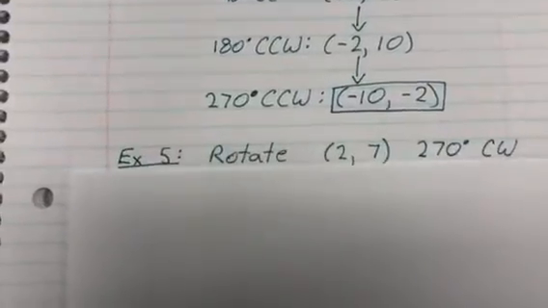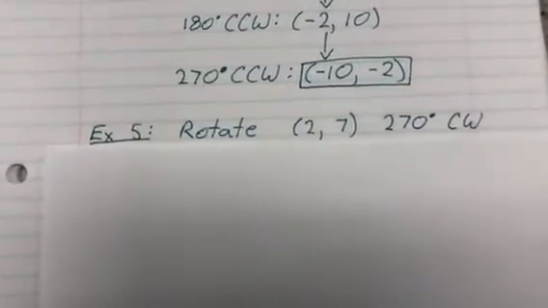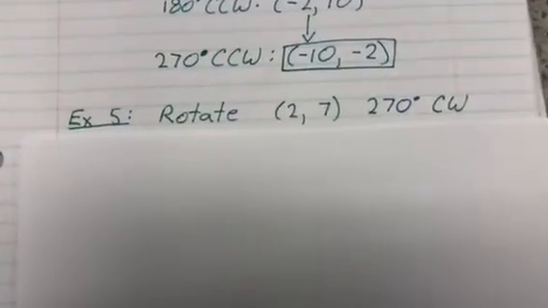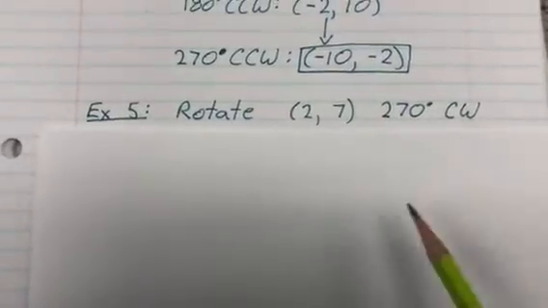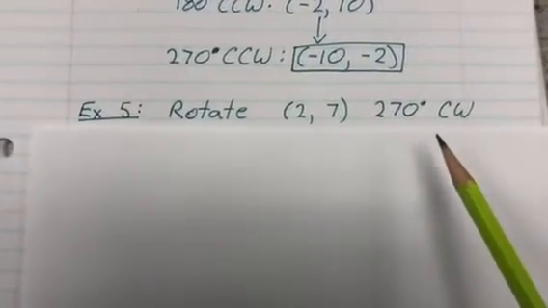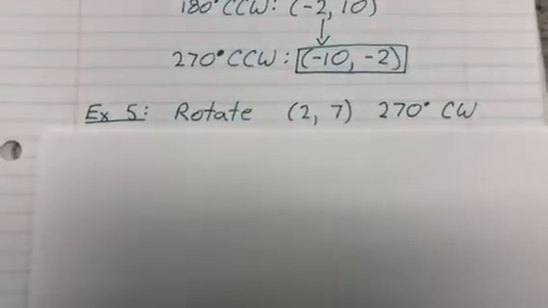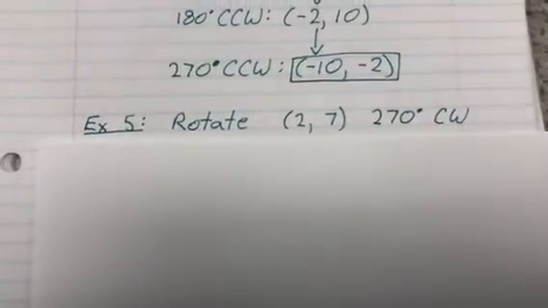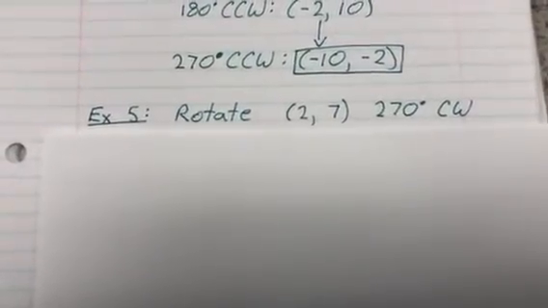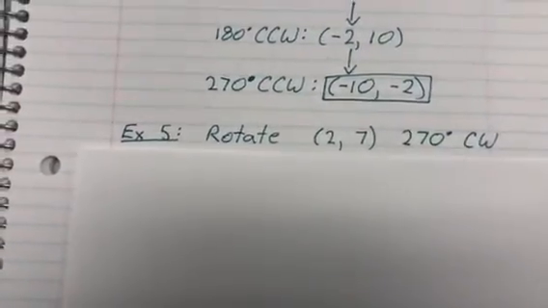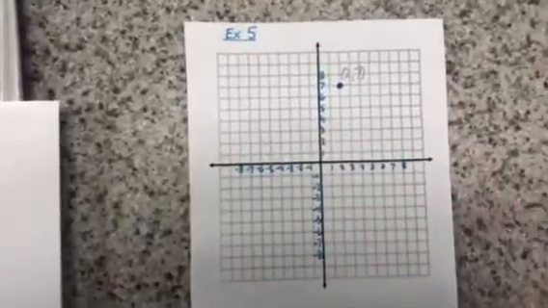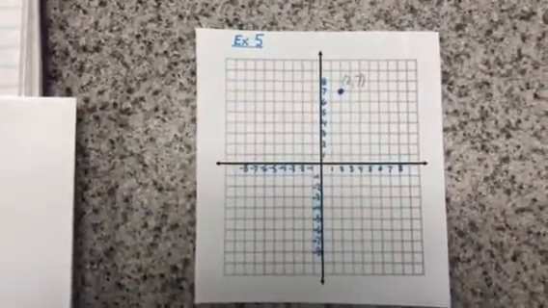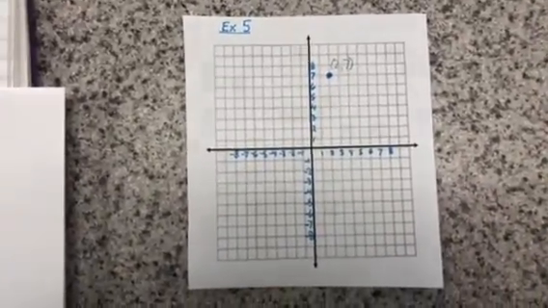Okay, and then the last thing, now they could give you something like this. Last example, it says rotate the point 270 degrees clockwise. It's a little bit different, okay? Still super easy. If they give you a clockwise problem, I recommend that you change that to a counterclockwise problem. Okay, so this is how I look at those. Let me get my 5th example. So here's that point, 2, 7. Wants you to go 270 degrees clockwise.